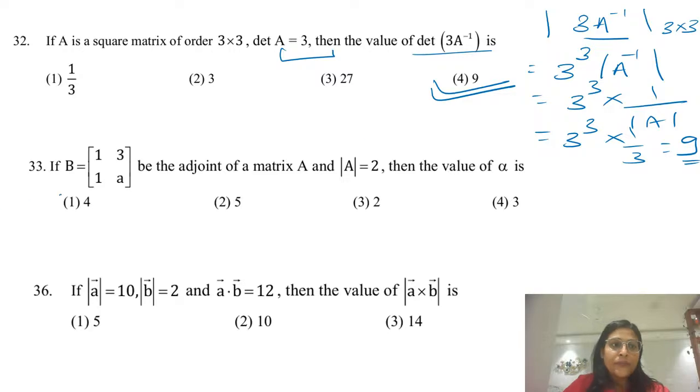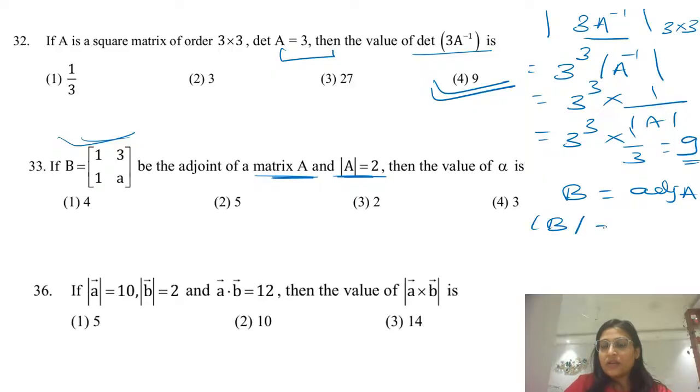All right. Now, let B be the adjoint of a matrix A, and mod of A is 2, then what is the value? So I can write B is the adjoint of A. Now let's find the determinant on both sides. We know that the determinant of the adjoint of any matrix is determinant of A to the power order minus 1. So here the order is 2 cross 2, it is 2 minus 1, that is 1.